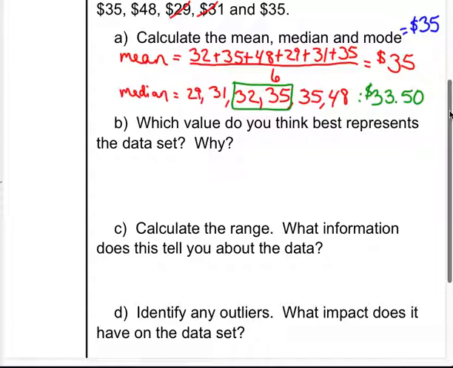When I look at this data set, the bills from $29 through $35 are pretty similar to each other, and then that $48 bill is quite a bit larger. So I'm thinking that because we have a data value that doesn't really fit the rest of the data set, that the median is the best representation of the center.